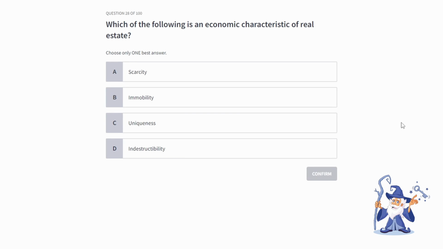Okay, 28. Which of the following is an economic characteristic of real estate? And it gives us four options: scarcity, mobility, uniqueness, and indestructibility. So go ahead and think that one over.